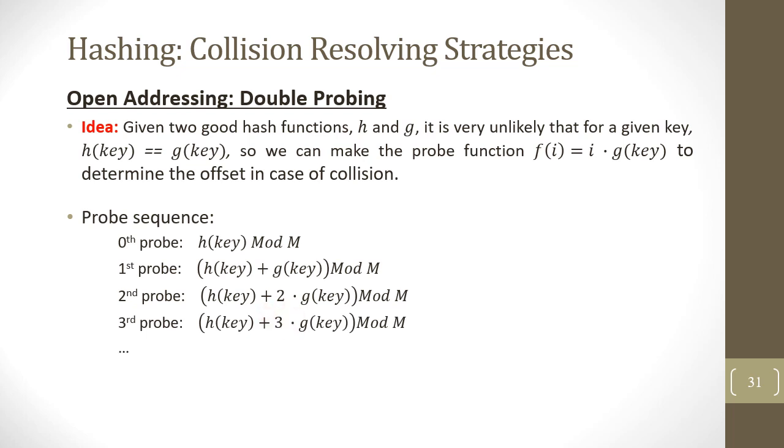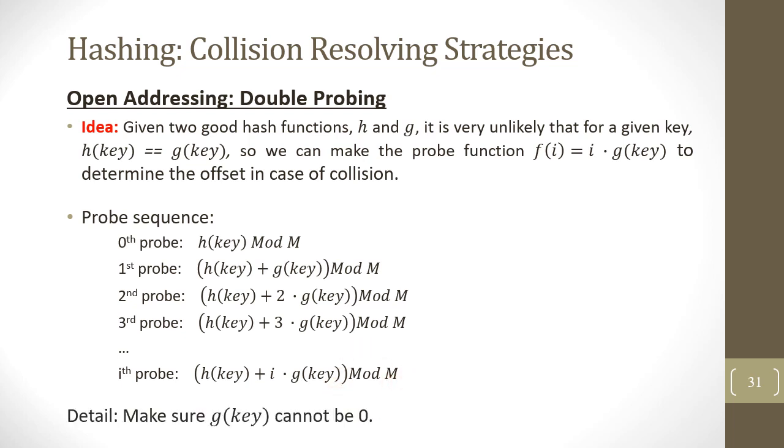In the ith probe, it will be the hash of the key using the original function plus the hash of the key using the probe function times i, which is the ith probe, modulus m. Make sure that your probe function will not result in the value of 0, as in that case, all the probes will be to the same location.